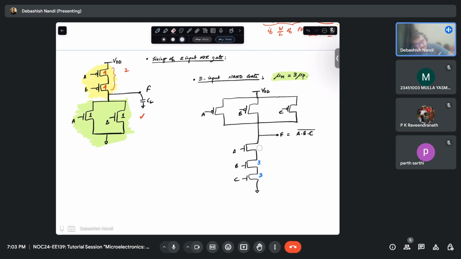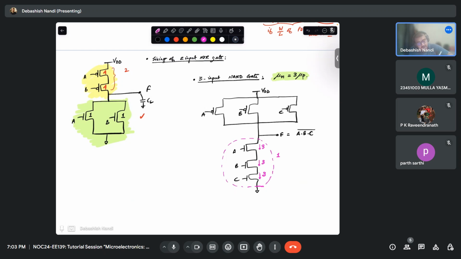So again, what should be the approach? Approach should be that first identify the pull down network. Identify the pull down network, identify the worst and make it one. And identify the worst case. Worst case is when this is also on, this is also on, this is also on, right? So series resistance inversely proportional to your size. So this should be 3 times because 3 elements are in series.